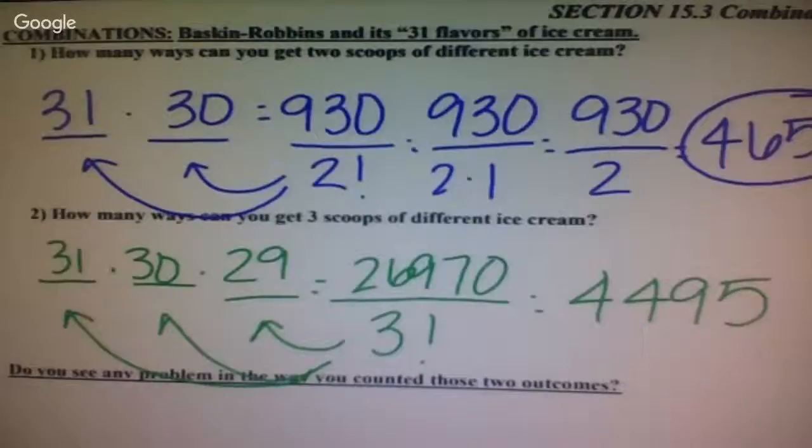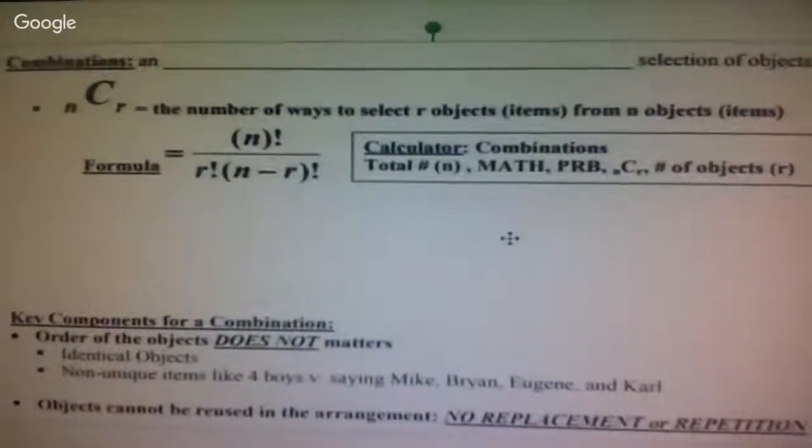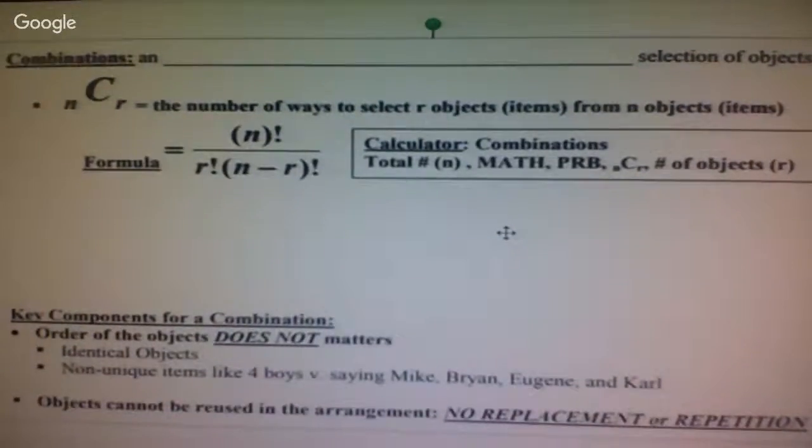So again, when you divide by that 2 factorial or 3 factorial, you are taking into account that I counted chocolate, strawberry and strawberry, chocolate, which I don't want to count twice. Okay, so let's take a look at some more. Combinations. A combination is an unordered selection of objects.